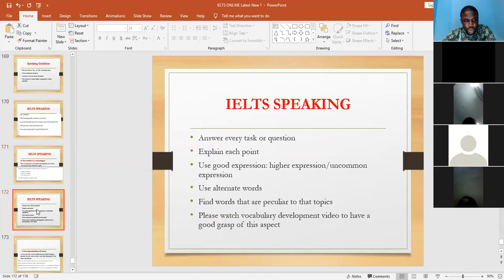Use alternate words. Don't keep repeating yourself using the same word. I went on vacation. I went on vacation. I was on vacation. No, you should have alternate words. Okay, find words that are peculiar to that topic.